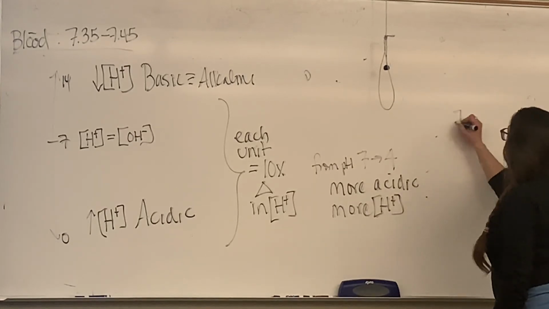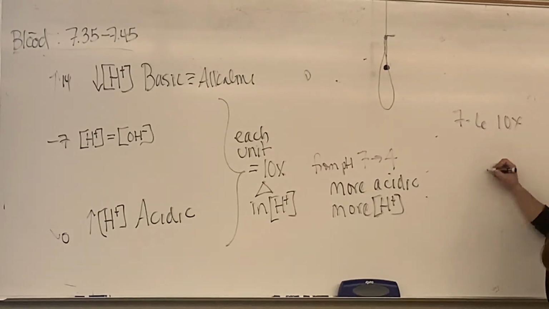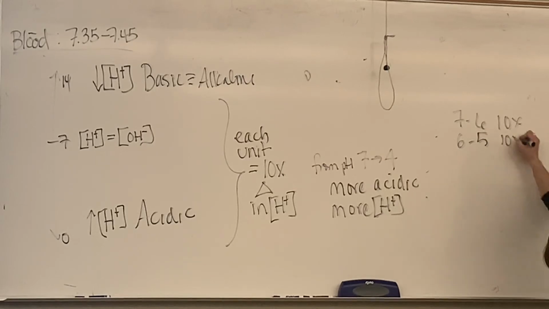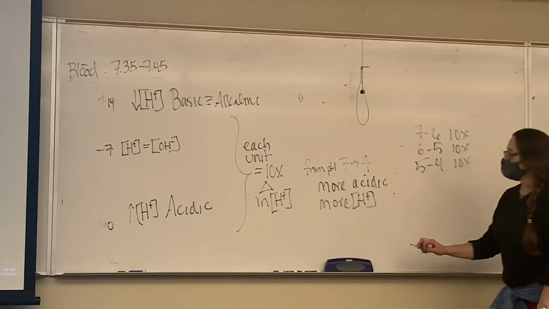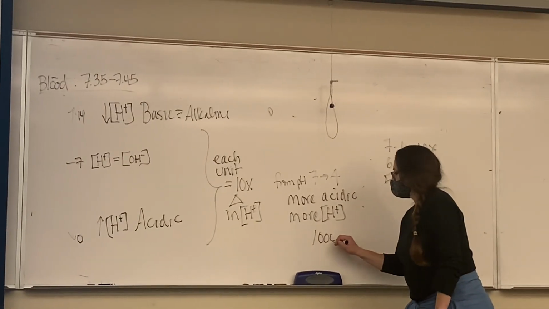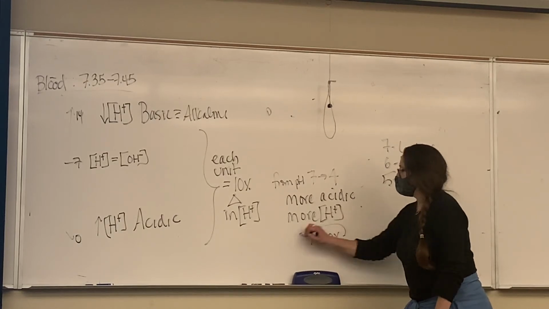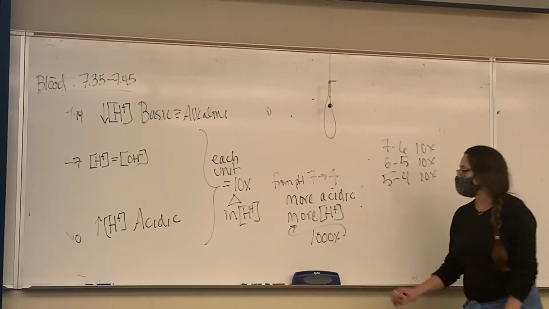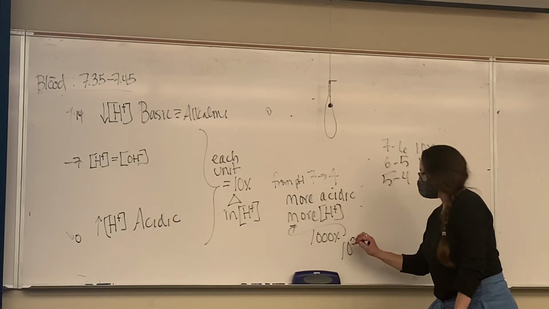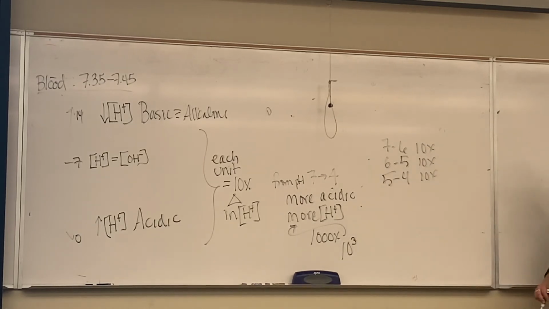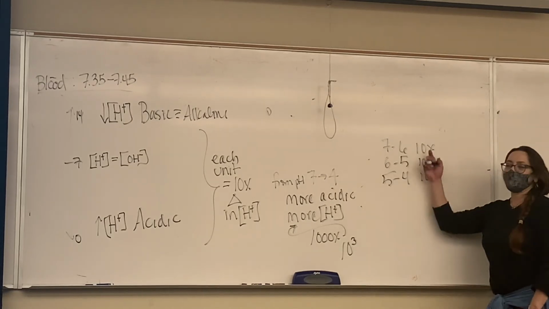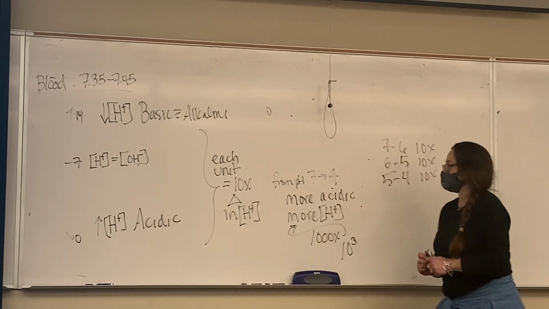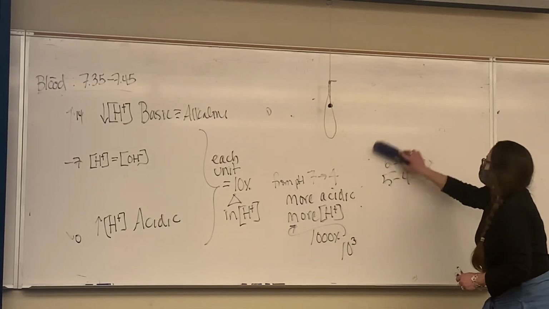I'm going to write this out. 7 to 6 is 10 times more. 6 to 5, 10 times. 5 to 4, 10 times. There we go. 10 times 10 times 10, 1,000 times more hydrogen ions. Or you could say 10 to the third times more, okay? It's not 30, okay? Not 30. 10 times 10 times 10.